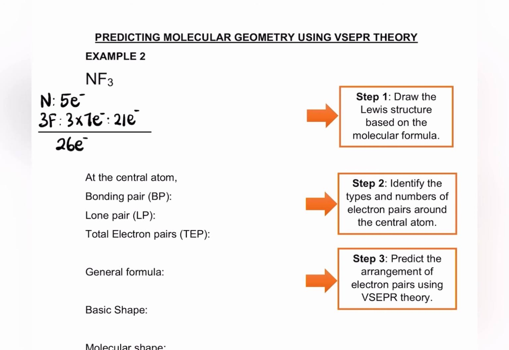And who is going to be our central? Nitrogen is the most electropositive. So, dia akan jadi central. So, I draw nitrogen in the middle, bonded kepada 3 fluorine atoms. So, I use up 3 bonding pairs, maknanya 6 electrons. So, minus 6 electrons. Kita ada 20 electrons left over untuk letak di bahagian terminal atom. So, each of them akan dapat 6.